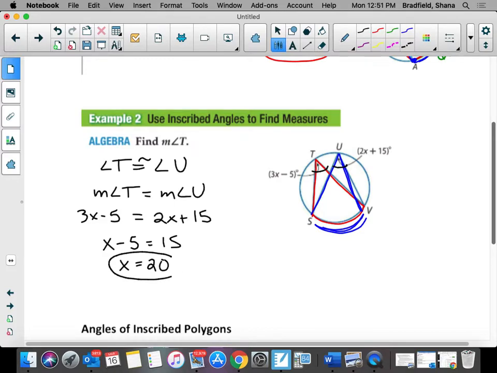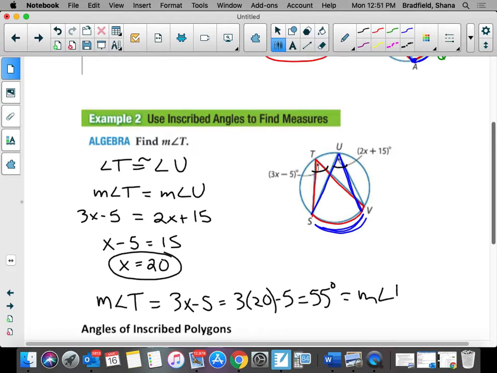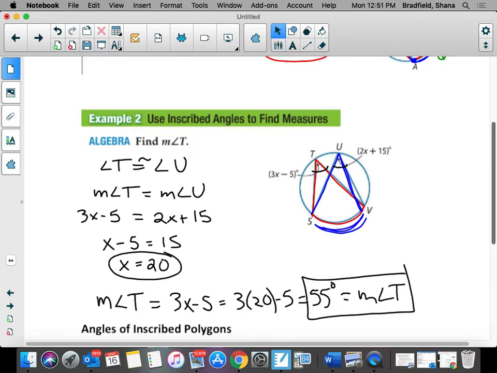However, and that's important, however, I actually want the measure of angle T, which is 3x minus 5. And so we're going to substitute that 20 in for x, which is 60 minus 5, or 55 degrees. And there's the measure of angle T.